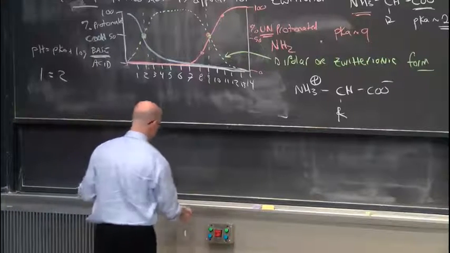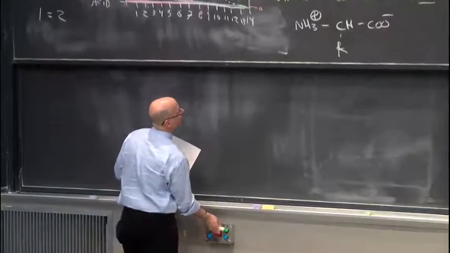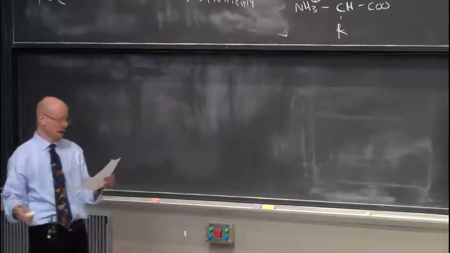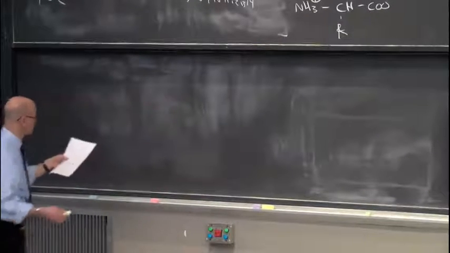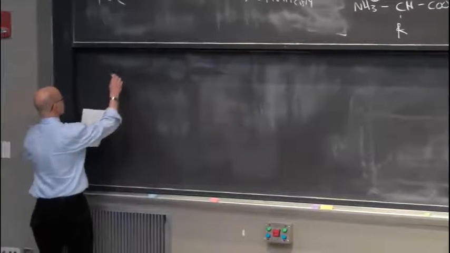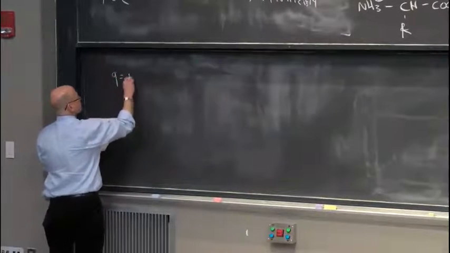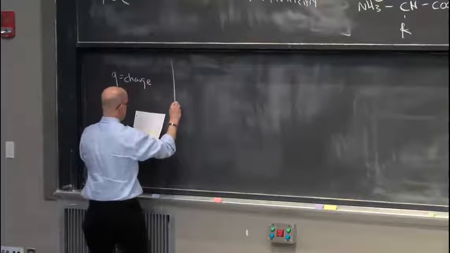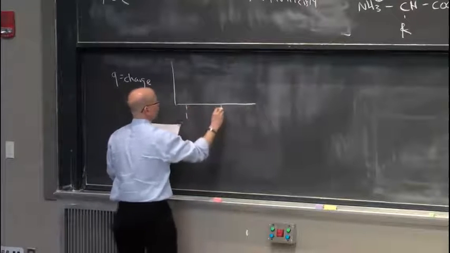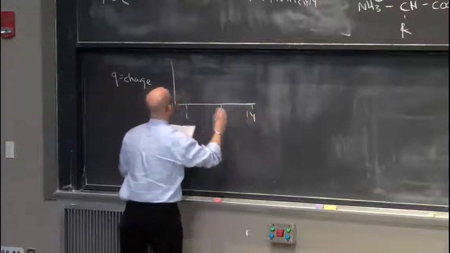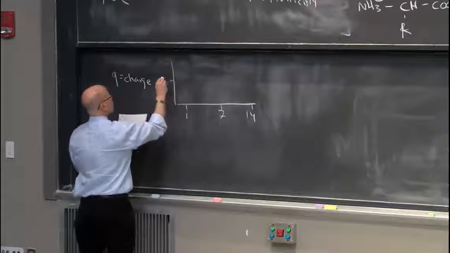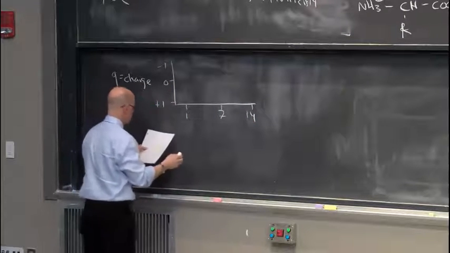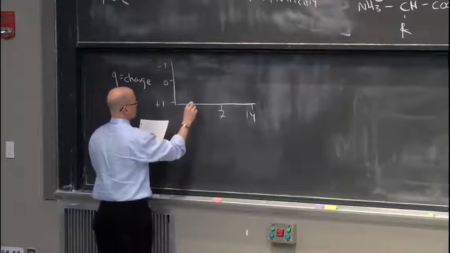One has to do with charge, which will be important when we talk about purification. And one has to do with why those values are kind of funny. So suppose I plot the charge of an amino acid as a function of pH: 1, 7, 14, with 0, minus 1, plus 1 on the charge axis.